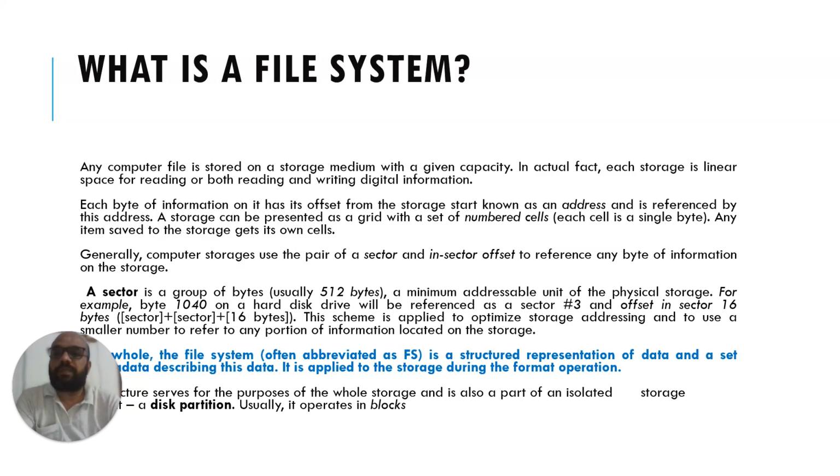File system. Any computer file is stored on a storage medium with a given capacity. Each storage has a linear space for reading as well as for writing. A sector is a group of bytes, specifically 512 bytes, and is the minimum addressable unit. For example, byte 101040 on a hard drive will be represented as sector 3 with an offset of 16.